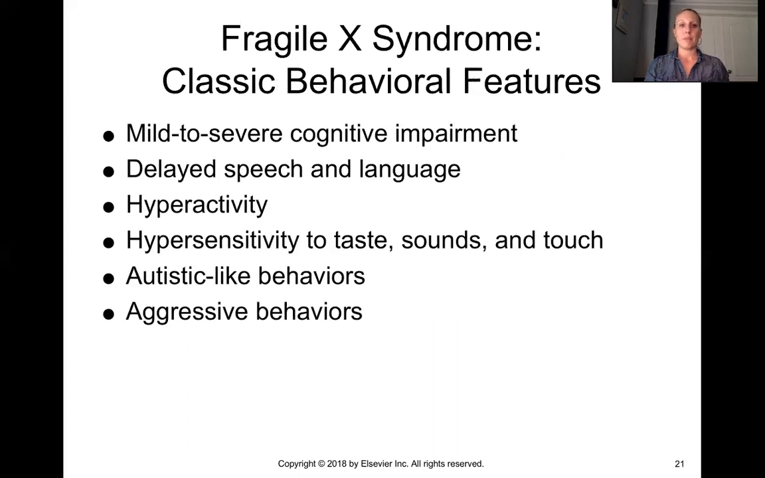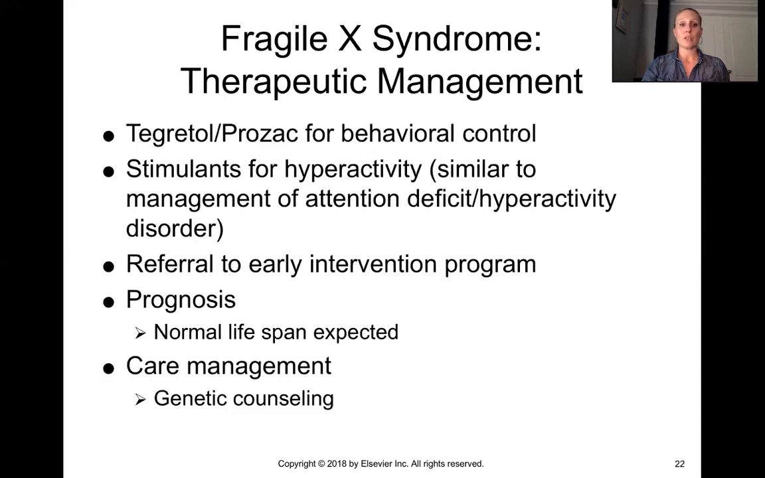So some of the behavioral features is what I think makes this an interesting syndrome. As you can see, there's the cognitive impairment, delayed speech and language, and then we have the hyperactivity, autistic-like behaviors, aggressive behaviors, and then the hypersensitivities. So when you're thinking of this, it really does sound like some of our autistic kids that we're seeing a lot of now, right? So there's a lot of treatments that can really help these Fragile X syndrome kids.